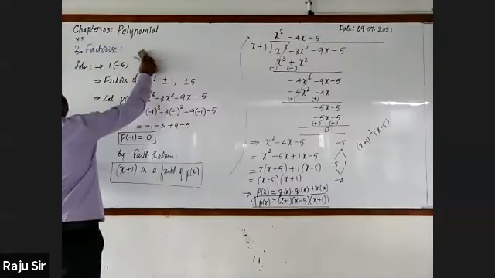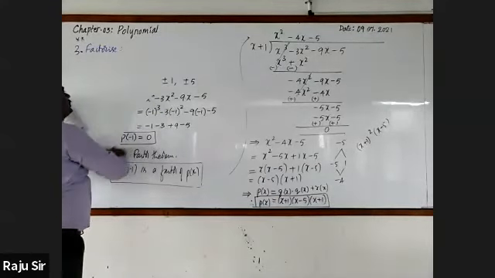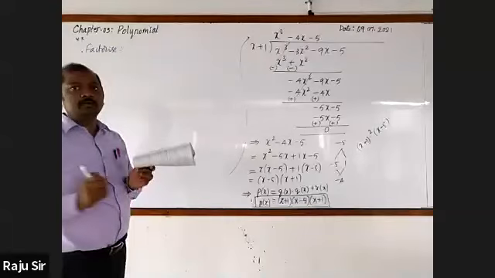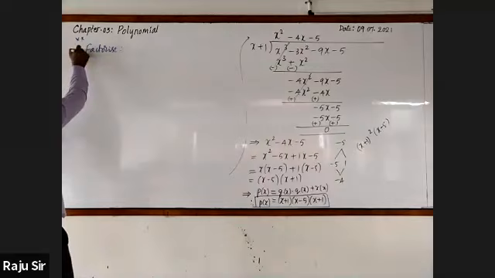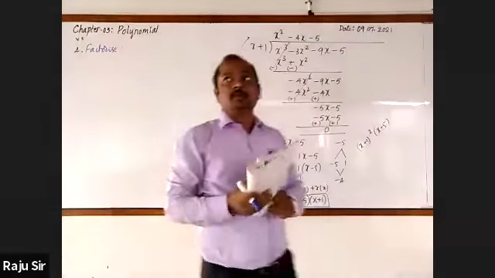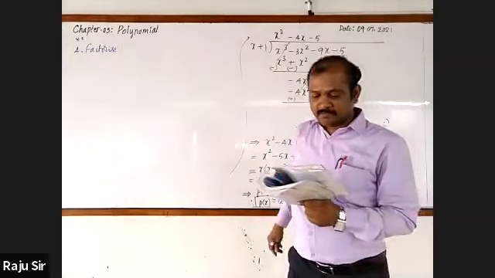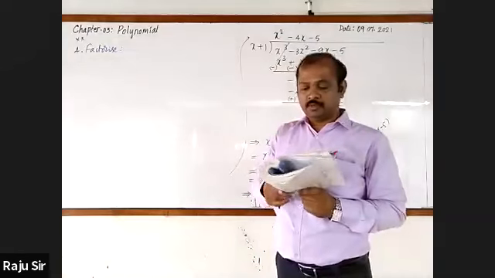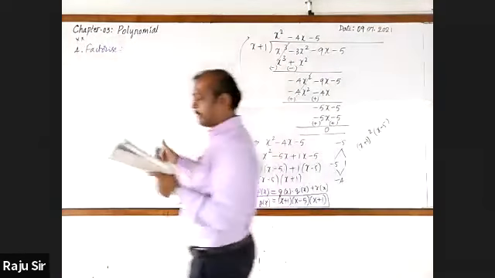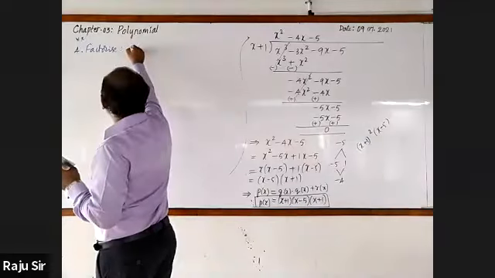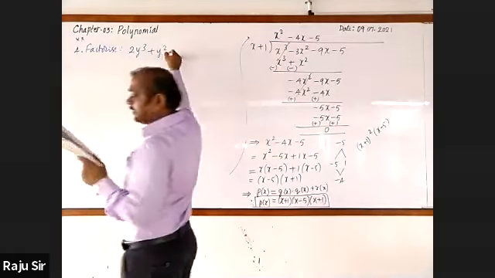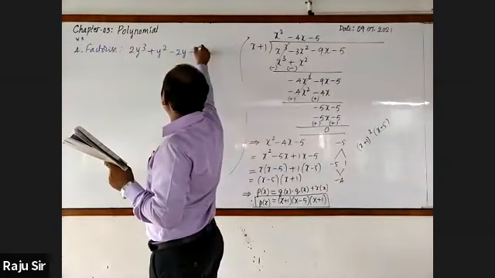Next, one more is there. After solving one more, then we will move on to the exercise. Right, the fourth one. This is also important. This has been given in terms of y. Factorize 2y cube plus y square minus 2y minus 1.